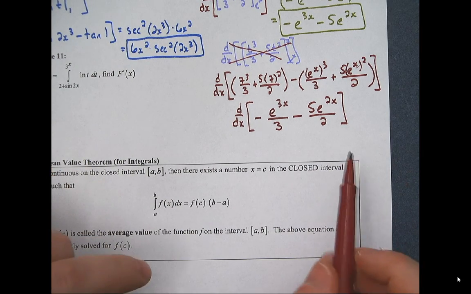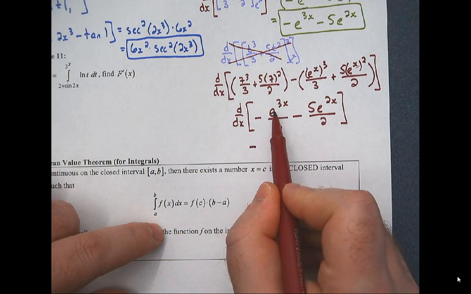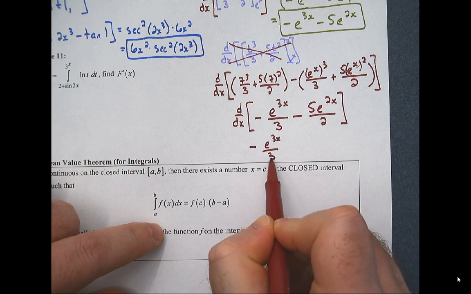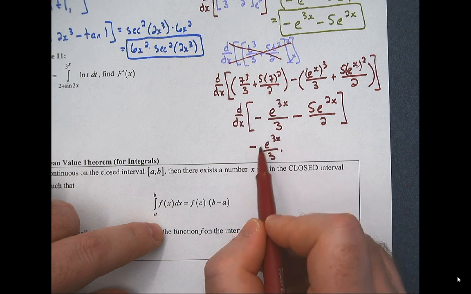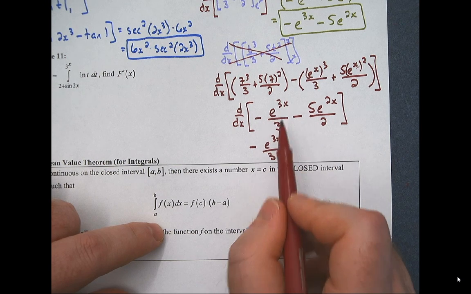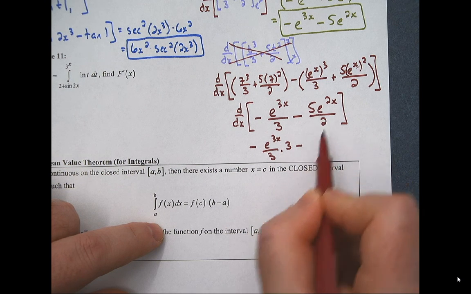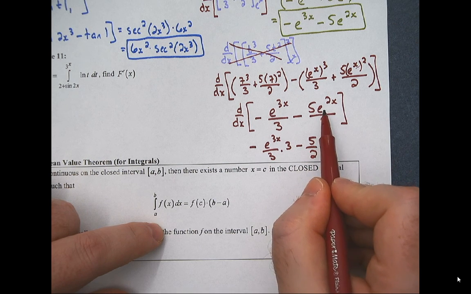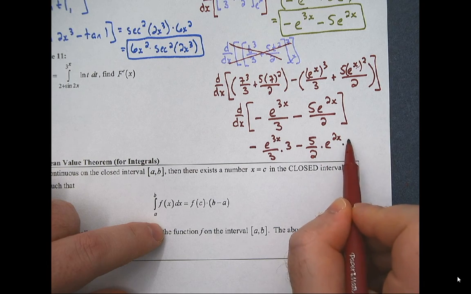All right, let's try to derive this thing. So what's the derivative of negative e to the 3x over 3? That's a constant, right? That's negative 1/3 out front. So my function is e to the 3x. That's a chain. E to the something is e to the something times the derivative of that something, 3, minus, I've got my coefficient of 5/2 again, times, what's the derivative of e to the 2x? Well, that's another chain. E to the 2x times the derivative of 2x, which is 2.